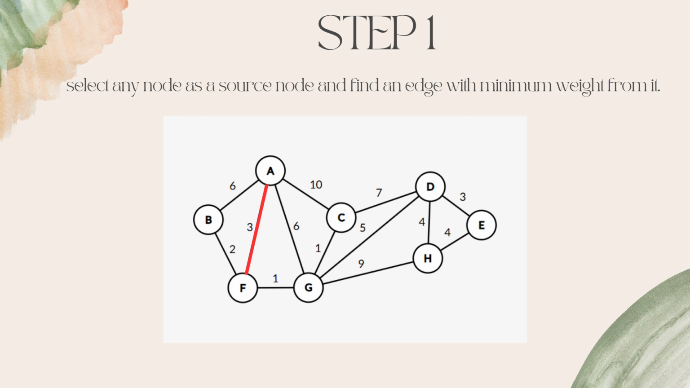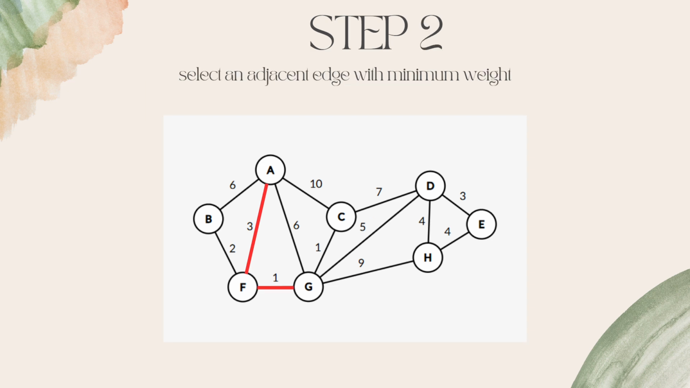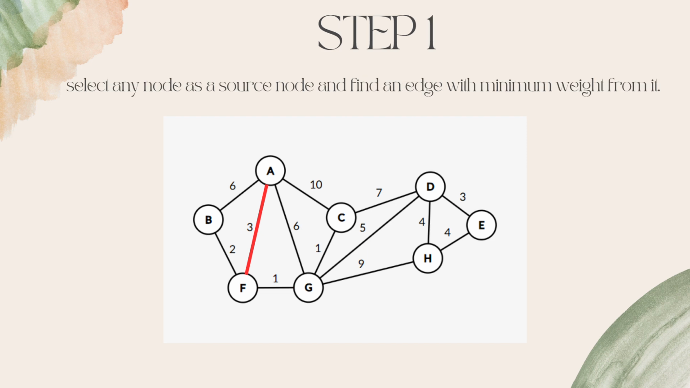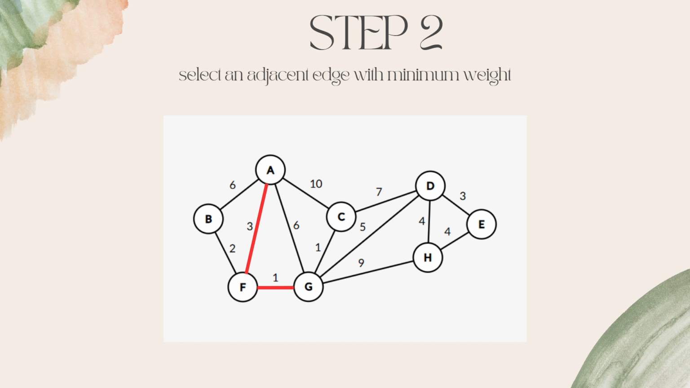So from A, we find an edge with the minimum weight from it. Here, if you see, A to F has the minimum weight. So now we connect them. Then, from A and F, we find an edge with the minimum weight, which is F to G. Then we find an adjacent edge with a minimum weight connecting from the connected components. So from this, CG has the minimum weight.